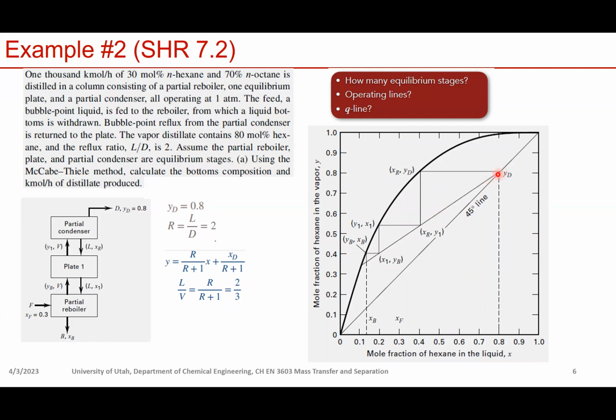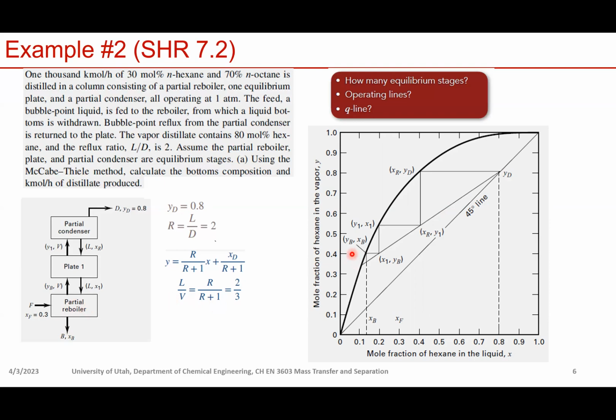Starting from the distillate composition, we draw a line with a slope of 2/3. Then you can do the step off, right? So we have 3 stages. We can only draw 3 horizontal lines, 1, 2, 3, and at stage 3, we're going to hit the equilibrium line, right? Recall that in this case we have a partial reboiler, so that point basically gave us the composition of the partial reboiler, right?